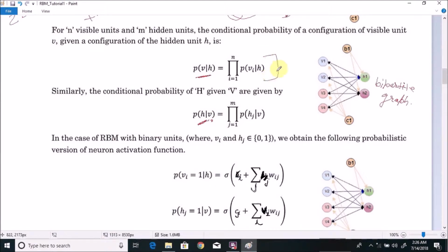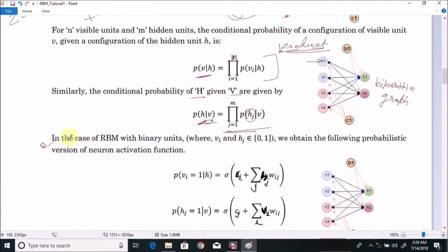So in the case of mutual independence, we already know to use the product of probability distributions. Here in the current case, the conditional probability of V given H can be computed by using the product over i equal to 1 to n, and similarly the conditional probability of H given V can be calculated by the product of conditional probabilities for j equal to 1 to m, where Hj represents the jth state of hidden units.